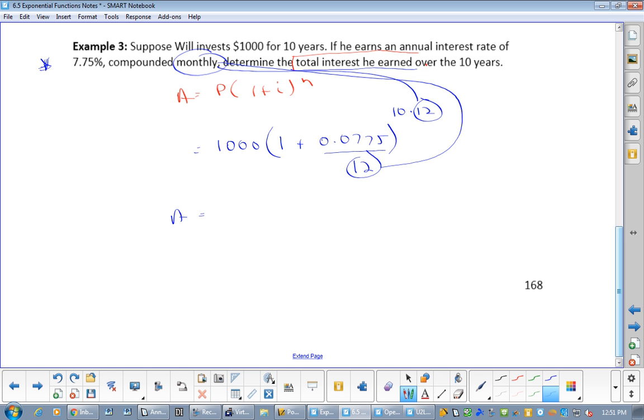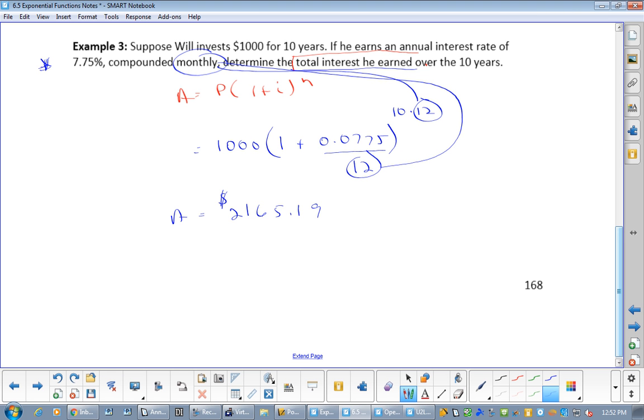Are you writing this stuff down? Yeah? What did you get? Okay. So what does that stand for?